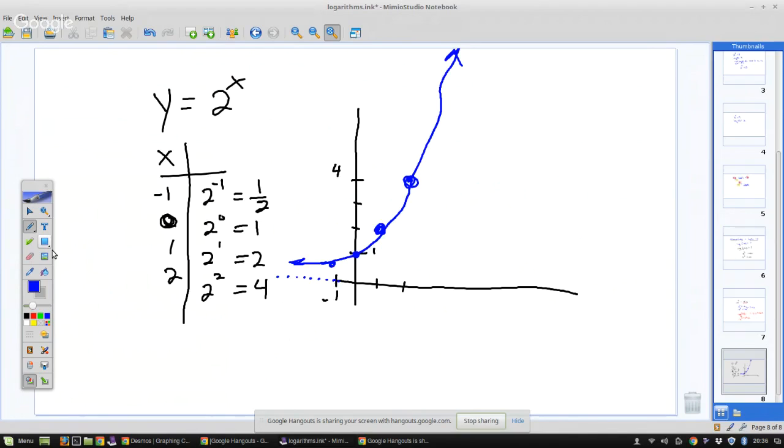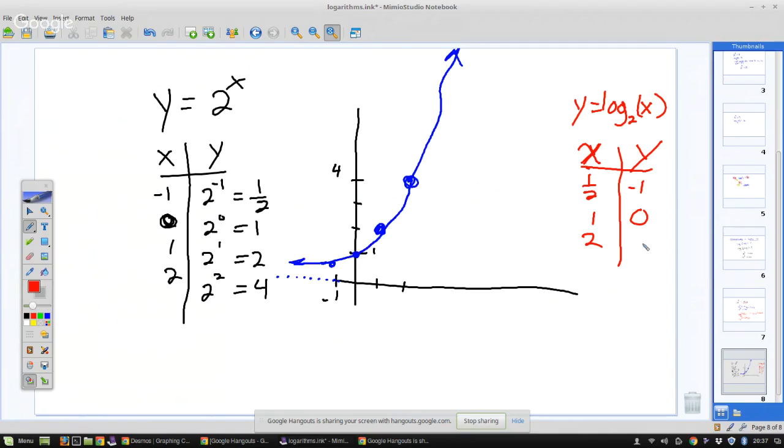Now, logs and exponents inverse each other. So if I needed to graph y equals log base 2 of x, there are two ways to look at it. One way is I can just switch x and y from over here, because a logarithm gives me the exponent. So if x is 1/2, then the power would have to be -1. If x is 1, the power would have to be 0. If x is 2, the power would have to be 1. And if x is 4, the power would have to be 2.